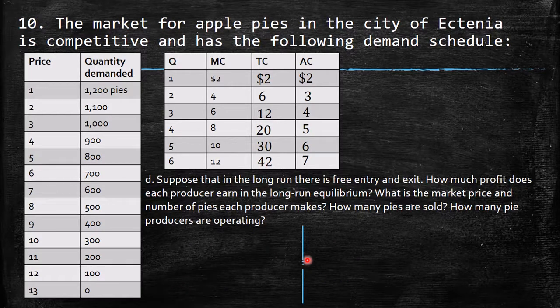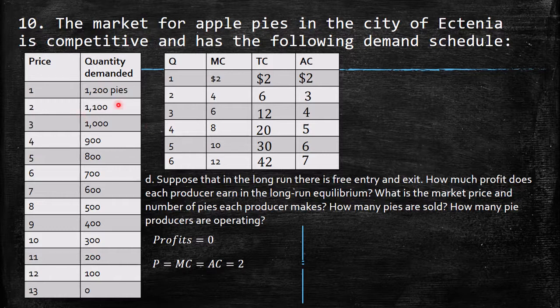Then suppose that in the long run there is free entry and exit. How much profit does each producer earn in the long run equilibrium? Zero. Remember, zero. What is the market price and how many does each producer make? Then the idea is to find where the profits are exactly zero. So think about when the price is exactly equal to the marginal cost. If the price is exactly 2, then you will be here.